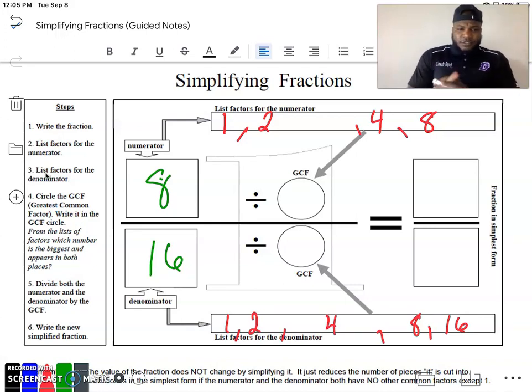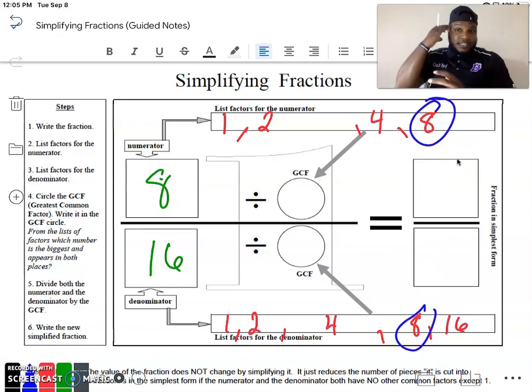All right? So now it says circle the GCF, which is the greatest common factor, and write it in the GCF circle. What a GCF is, since all of these are factors, you want to find the greatest one that they have in common. And when I look through my factors, they have a 1 in common, they have a 2 in common, they have a 4 in common, and they also have an 8 in common. The one that is the biggest is the 8. So the greatest common factor of 16 and 8 is 8, because every number is a factor of itself as well.